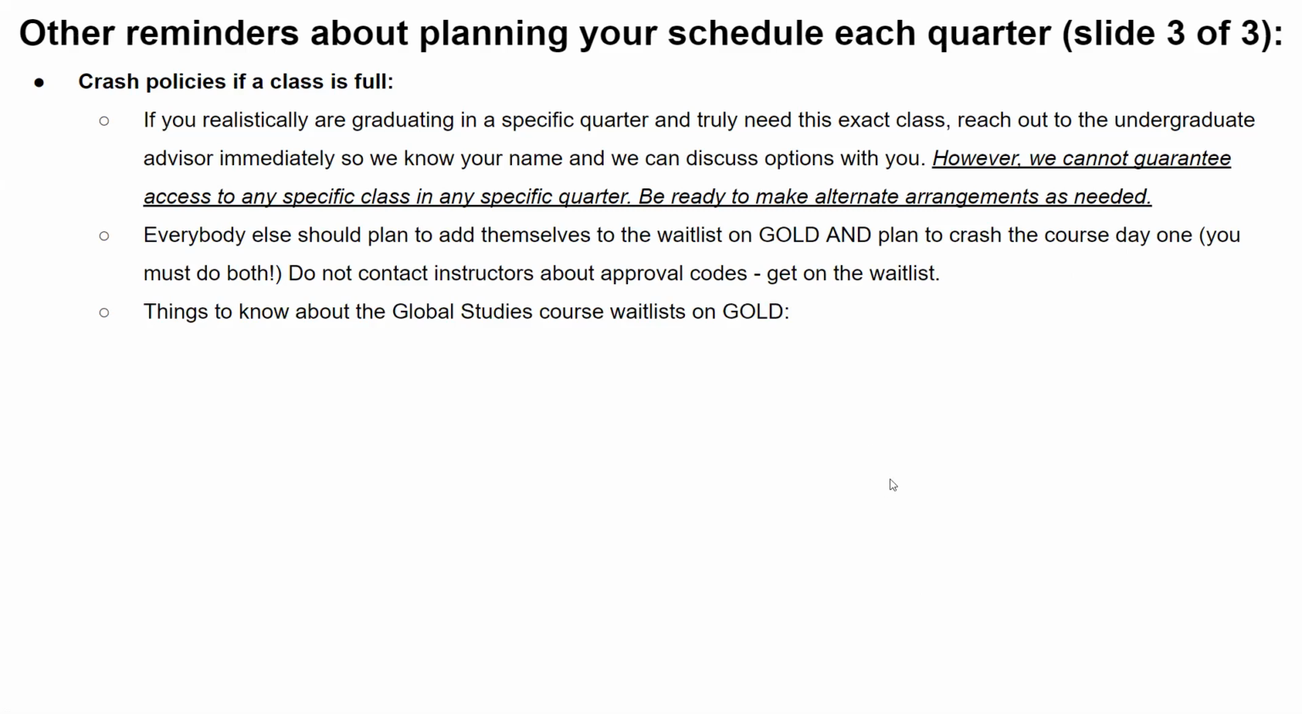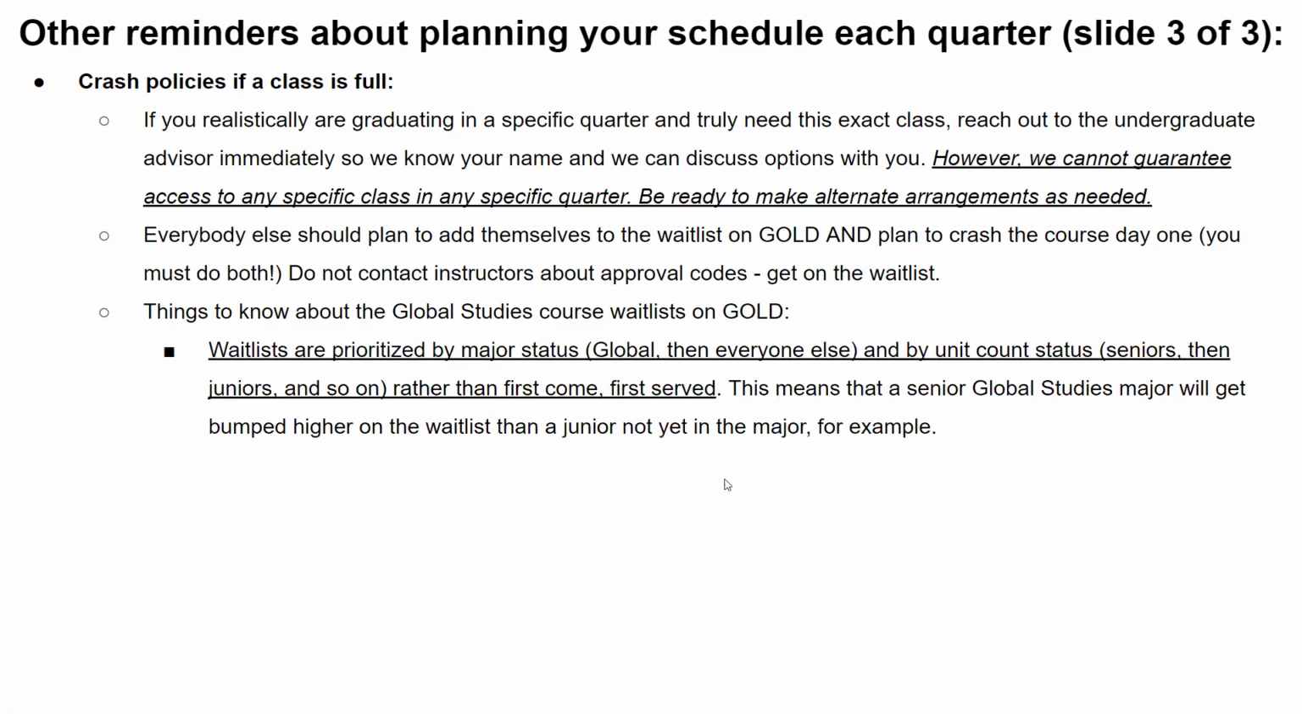Some departments set theirs up so that it's first come, first served as a waitlist. You add yourself to the waitlist, and then the next time a space opens up, the system either adds you into the class or offers you the chance to get added into the class. That is not how ours are working. Ours are prioritized by major status, so Global Studies first, then everyone else, including pre-Global Studies majors, and by unit count status, so seniors and then juniors and then so on, not first come, first served.